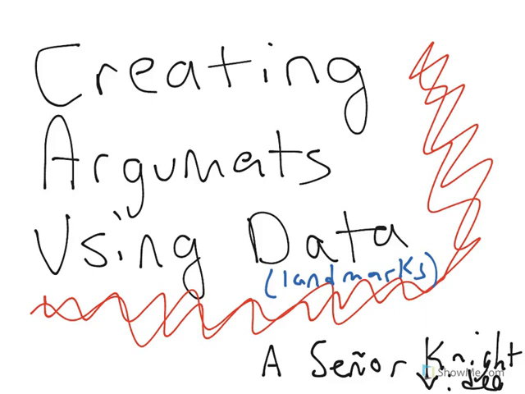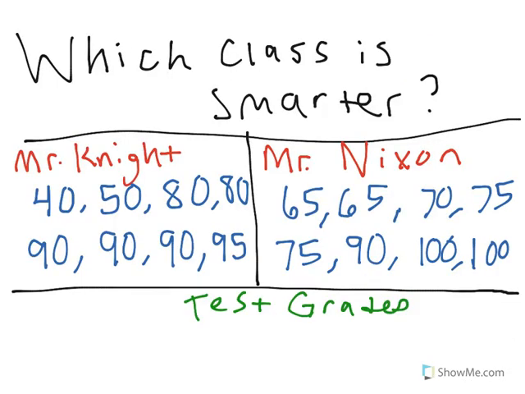Okay, so in this lesson you are going to learn how to use data landmarks to make an argument, and this is going to require a little bit of critical thinking, and you can kind of make whatever argument you like. So here's our first question. Which class is smarter? I have test grades from 8 tests from Mr. Knight's class and Mr. Nixon's class. And so the question I would ask you is, which class is smarter?